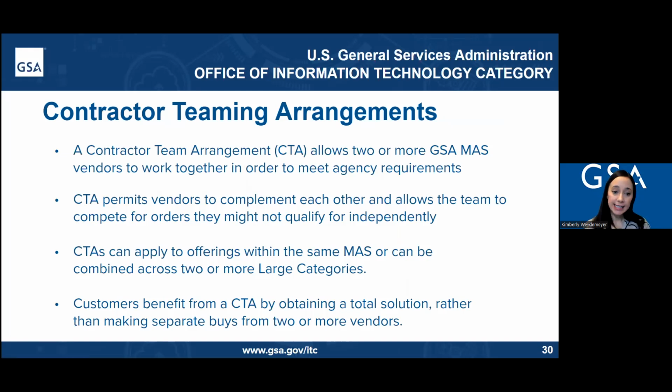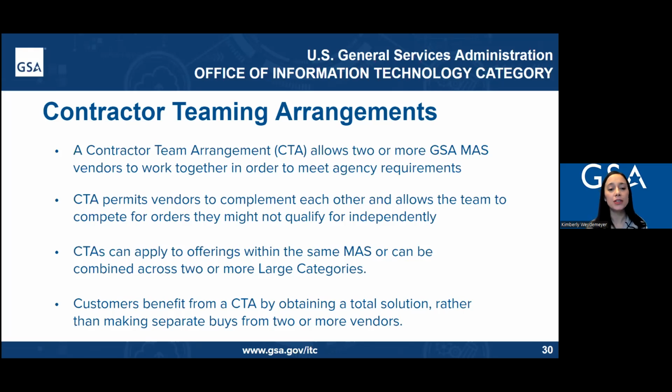A GSA schedule CTA is an arrangement in which two or more GSA schedule contractors team together to provide a total solution to meet the customer's needs. Under schedule CTAs, contractors complement each other, and it allows teams to compete for orders which they may not qualify for independently. GSA encourages the use of CTAs to meet buyers' requirements.